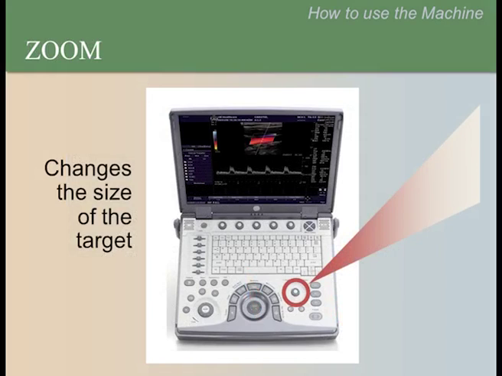Even though the target is in the center of the image, sometimes it is too small to see well. We can use the zoom controls to increase the size of our target. The zoom controls are usually near the depth controls. Please locate the zoom control on your own ultrasound machine.